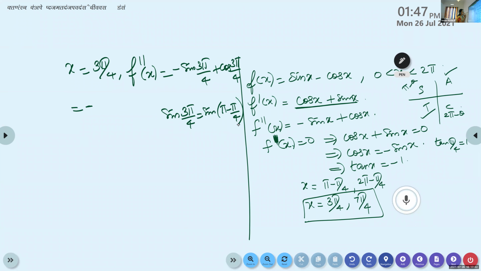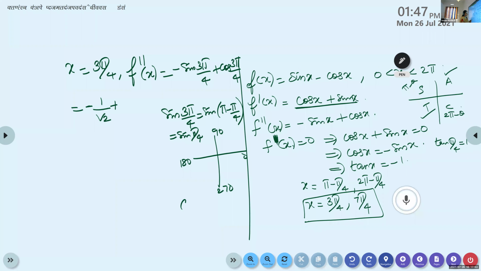Now what is sine of 180 minus theta? If you reduce it from 180, in which quadrant will you get? Second quadrant. So it will be the same as sine pi by 4. Sine of 180 minus theta is sine theta. Sine 45 is 1 by root 2. So you'll get minus 1 by root 2 plus cos 3 pi by 4.